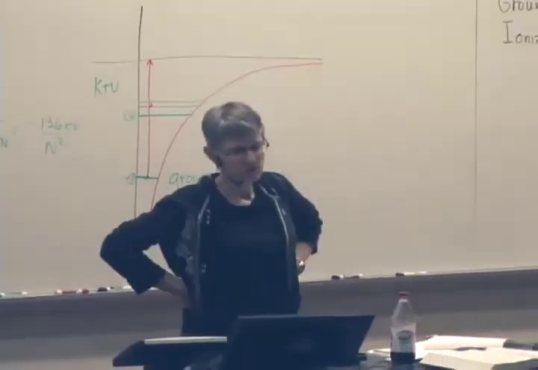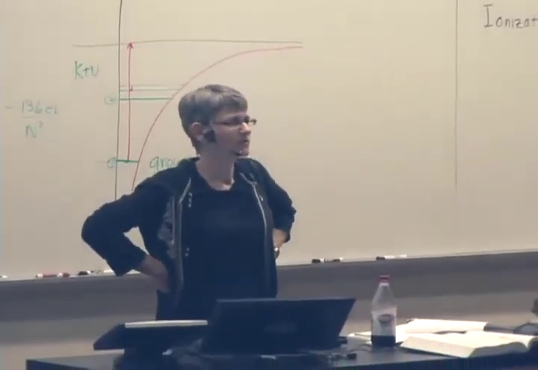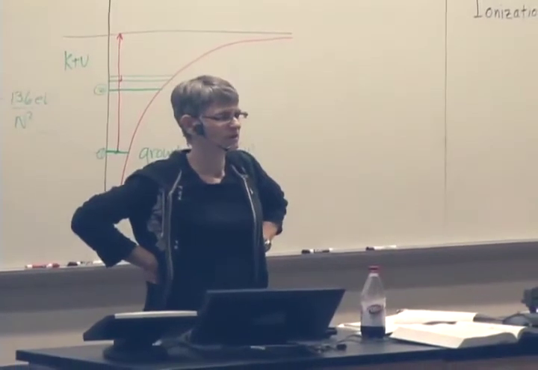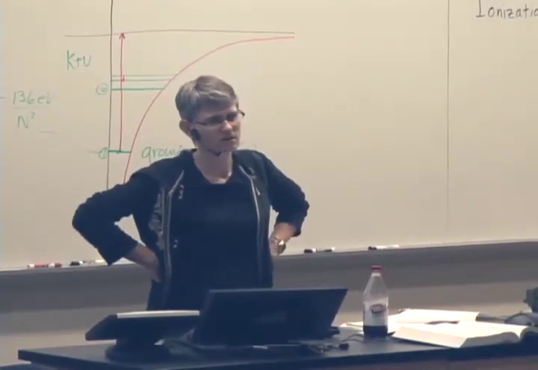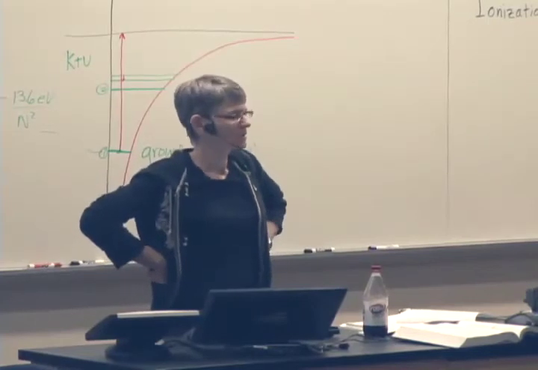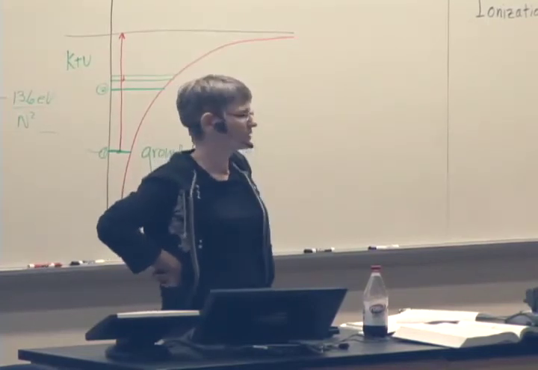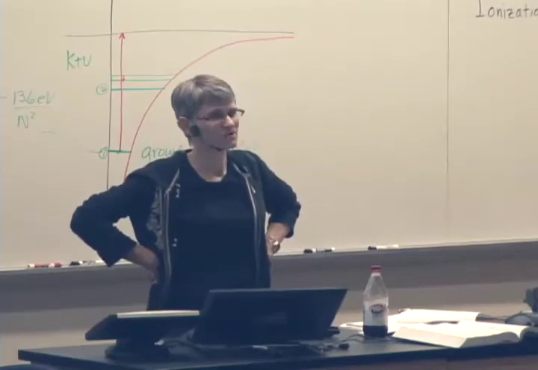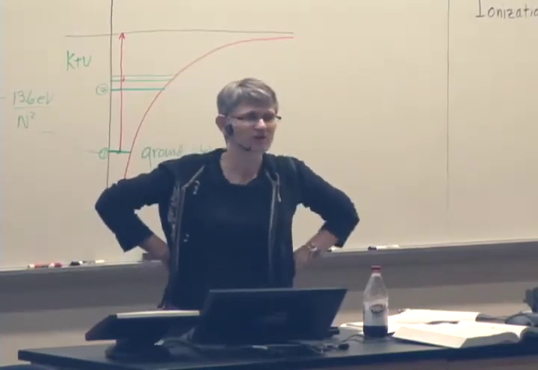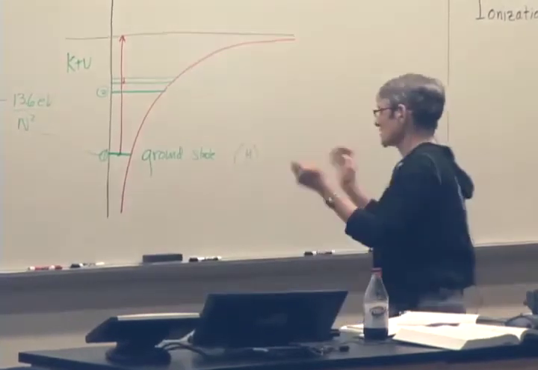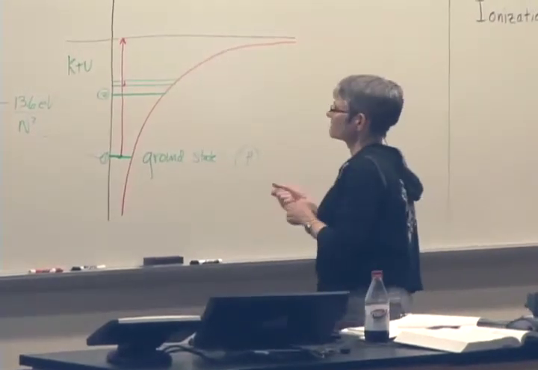Now, negative 13.6 eV was a popular answer. Why is that not a correct answer? A photon can't have negative energy, can it? Why not? Because it's all kinetic energy. So the energy of a photon is always positive.